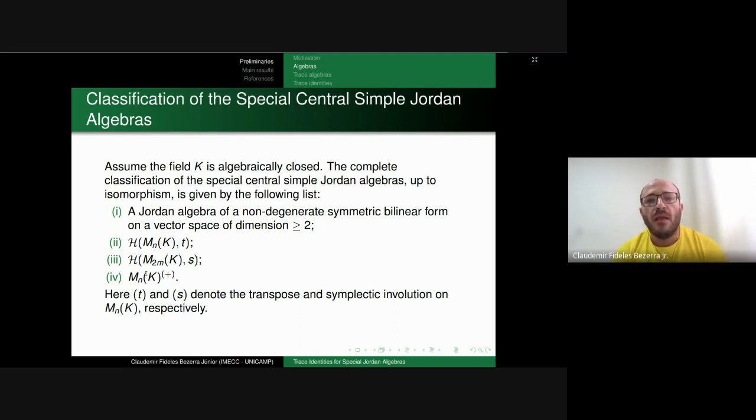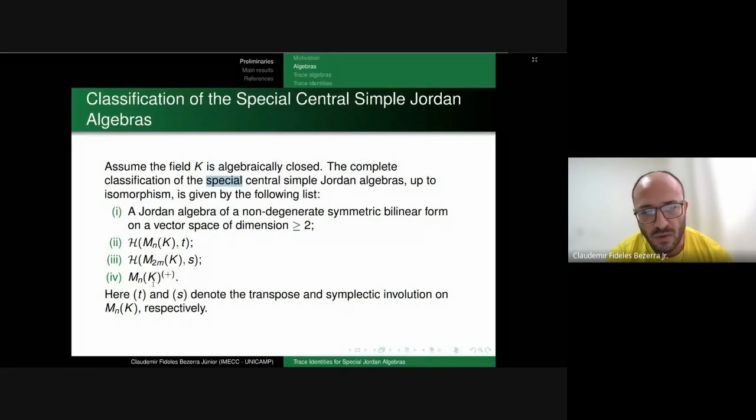And if you remove the adjective special in this phrase, we add one more Jordan algebra to this list, called the Albert algebra. In this talk, it is not necessary to include this algebra in this list. I will talk about this algebra on another occasion.